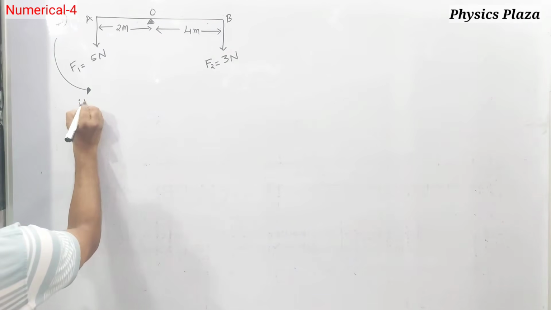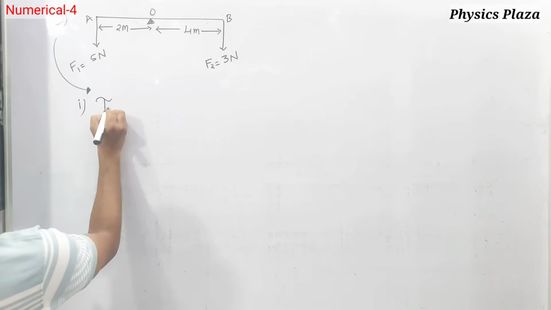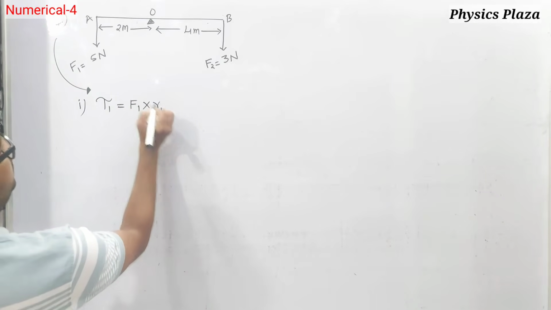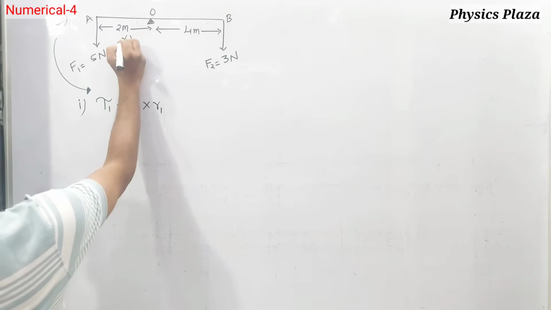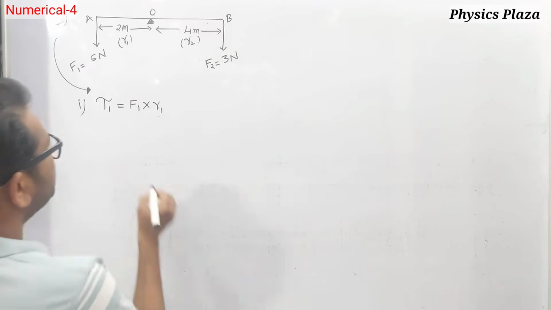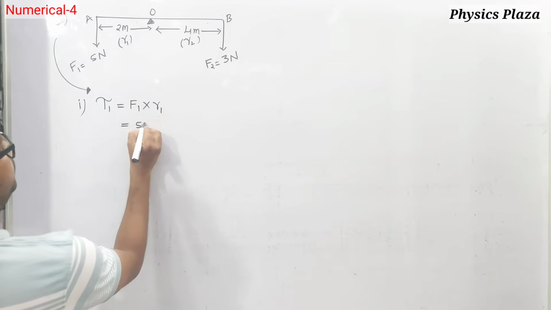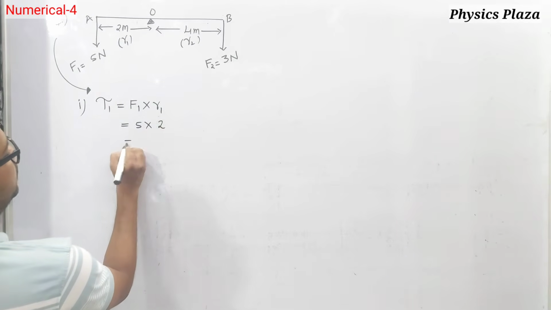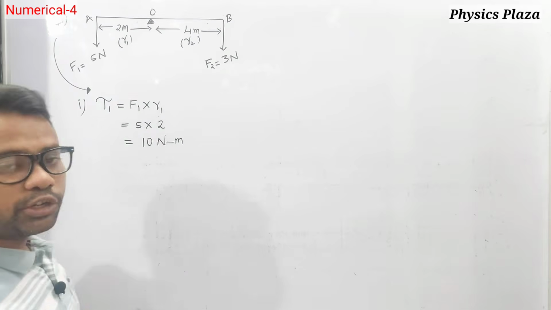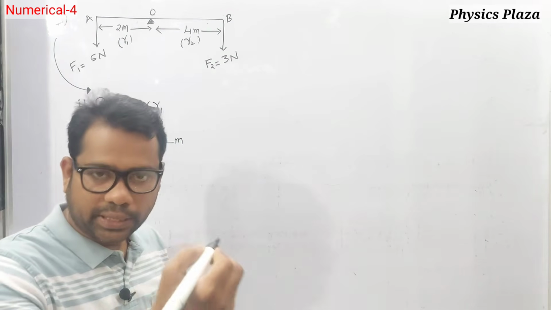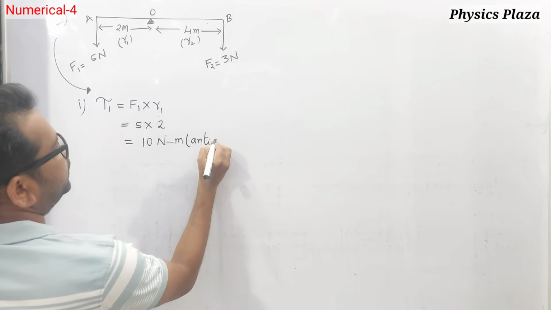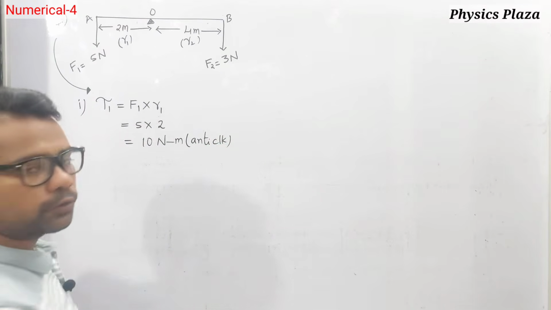So let us calculate the moment due to F1 first. The moment due to F1, let us say tau 1, is equal to F1 into R1. Children, let us consider this as R1. This you can take as R2 for the sake of convenience. So this is going to be 5 into 2. So this will be 10 Newton meter. So children, with the 10 Newton meter, you should mention whether it's clockwise or anti-clockwise. So it is anti-clockwise, children. It is an anti-clockwise moment of force.